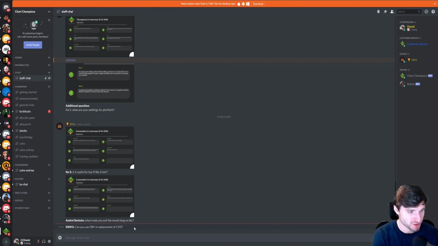I would use them both. There's no reason to use one or the other. They're both really useful. Obviously, they're going to be pretty similar, but they are using different calculations. So they are different indicators. They are not the same indicator. I myself use them both, okay? So I wouldn't say one's better than the other.